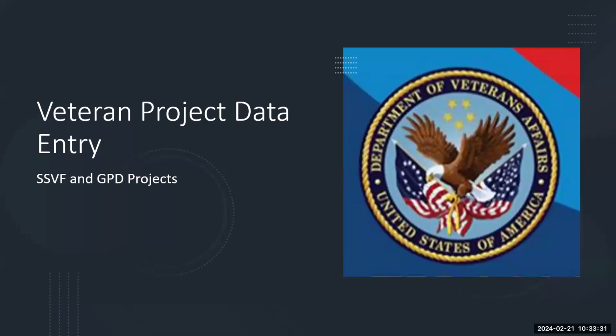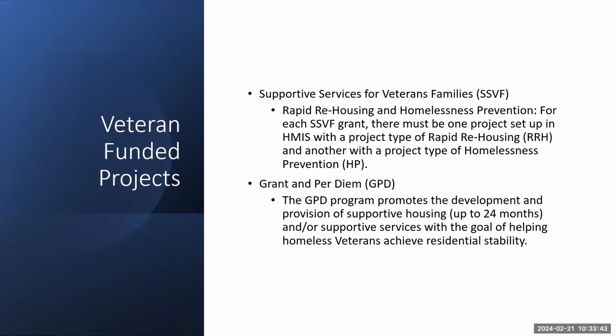In this video, we're going to discuss veteran project data entry and really reference SSVF and GPD projects. So veteran-funded projects are as follows: Supportive Services for Veteran Families, or SSVF, which has two component types around rapid rehousing and homelessness prevention. There must be one project set up in HMIS for each project type. And then we have Grant and Per Diem, or GPD projects, which promotes development and provision of supportive housing. It usually lasts up to 24 months and/or for supportive services for veterans and veteran families.